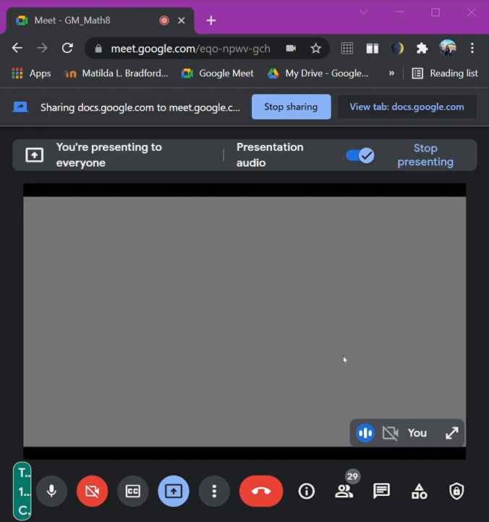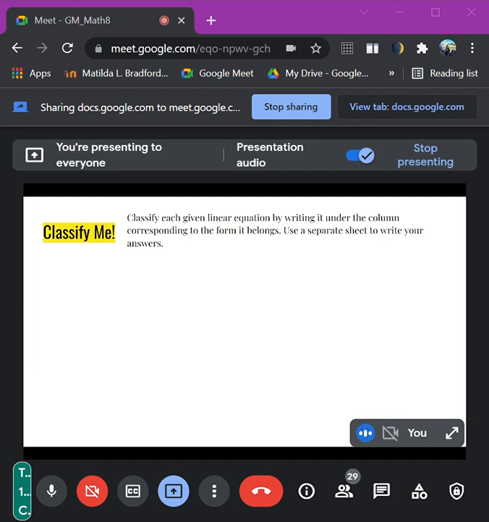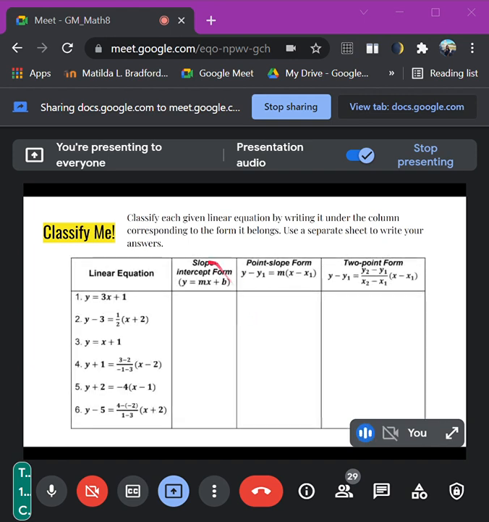Now this time, class, let's try to classify the following. So you're going to classify each given linear equation by writing it under the column corresponding to the form it belongs. So you're just going to look at the following given, class, in order for you to know which column to put it in. So we have here, these are our linear equations.